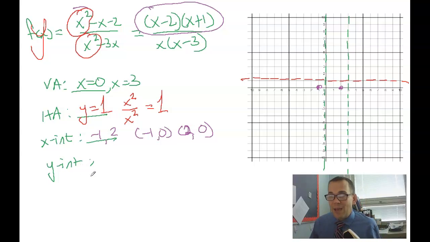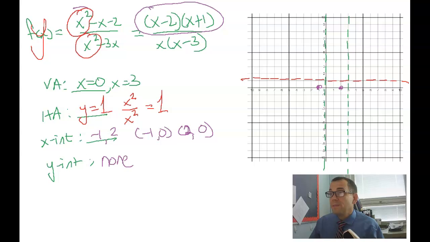For the y-intercept, that's going to be anywhere on the y-axis. Hopefully there aren't any there, because that's a vertical asymptote. But if I want to be sure, if I'm on the y-axis, that means x is 0. If I plug in 0 for x, I end up dividing by 0. I can't do that. I can't plug in 0 for x. So there's not going to be a y-intercept.